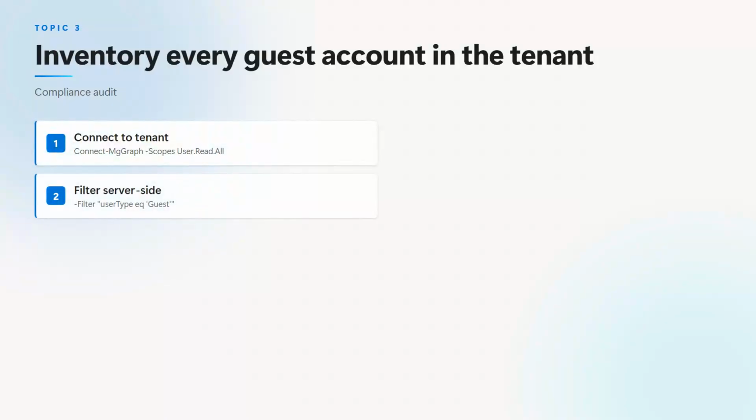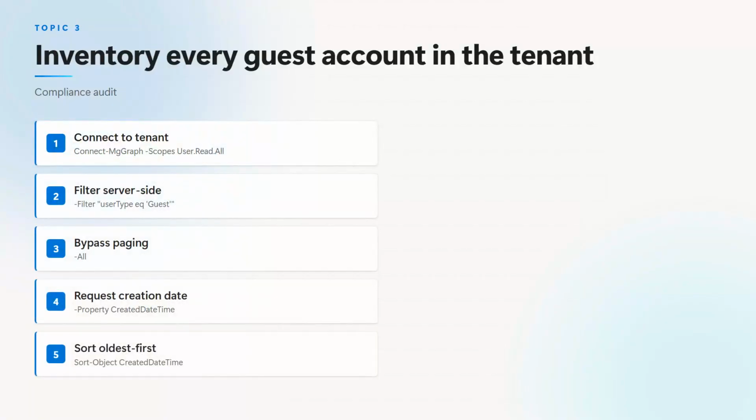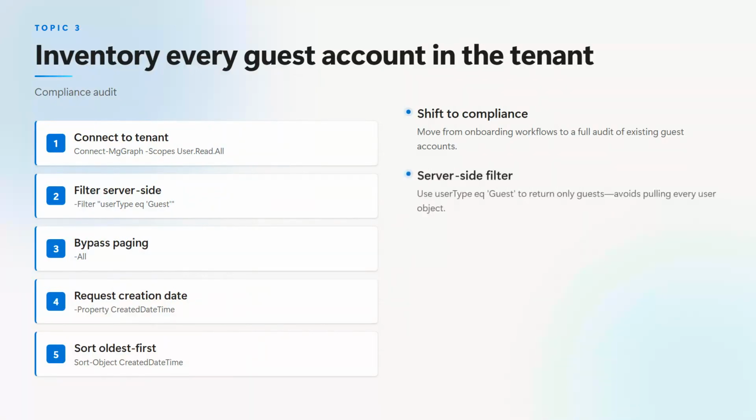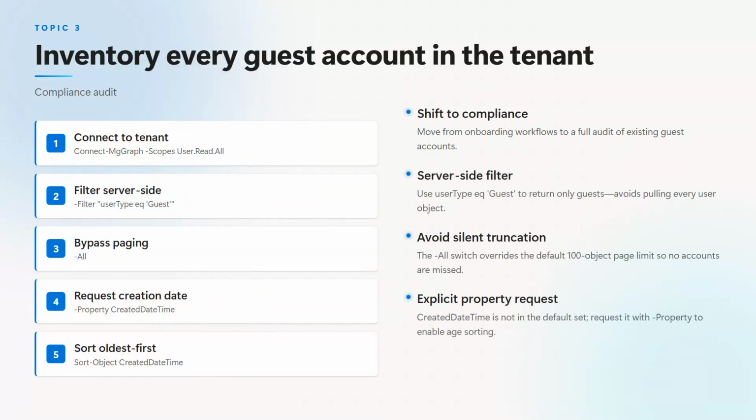When you move from onboarding to compliance, the first job is a complete inventory. A plain Get-MgUser call without filtering will mix members and guests and silently return only the first page, usually 100 records. In a tenant with thousands of users, that gives you a dangerously incomplete picture. By filtering server-side on userType eq 'Guest' and using the -All switch, you force Graph to return every matching object, no matter how many pages.